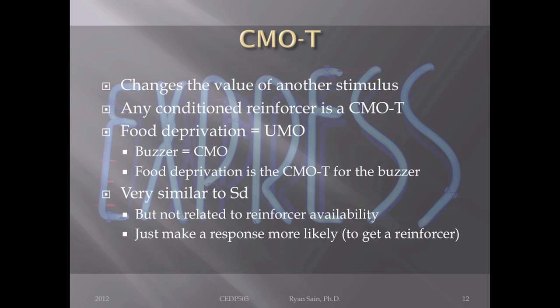It's similar to discriminative stimuli. But this is not the discriminative stimuli signal that a reinforcer is available. This is saying that the reinforcer is going to be more likely, so to speak. It's not necessarily about availability. It's about probability in a sense. Right? So you're going to increase the probability of responding in the presence of this particular stimulus. So any conditioned reinforcer in itself is a CMO-T.